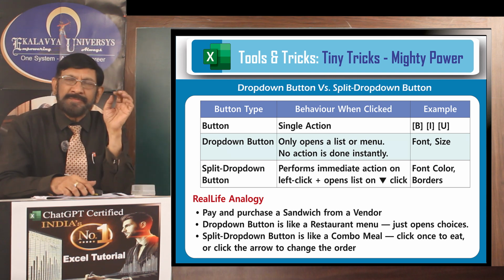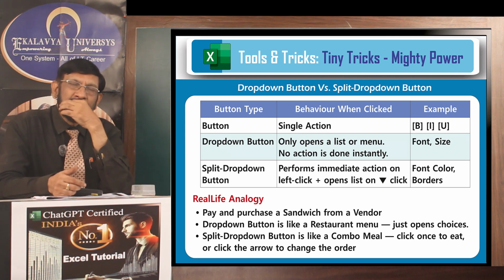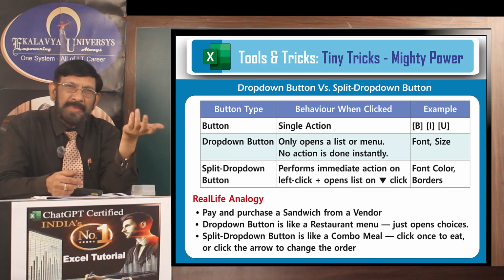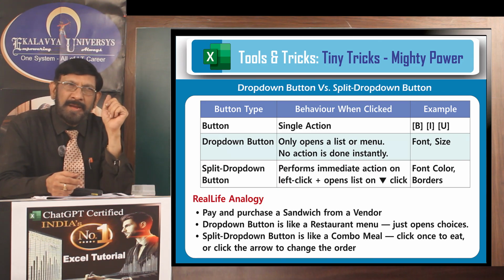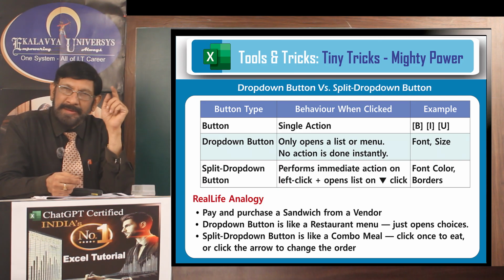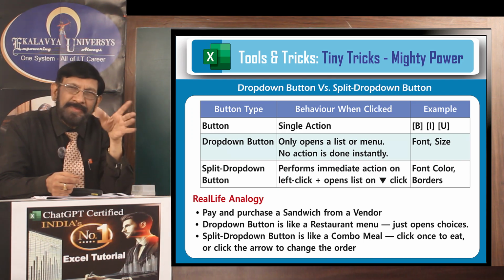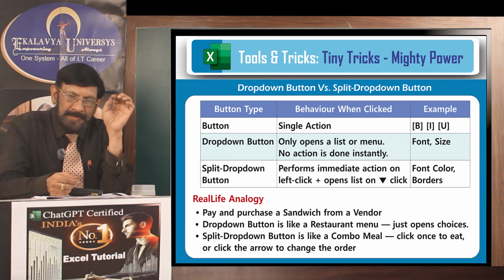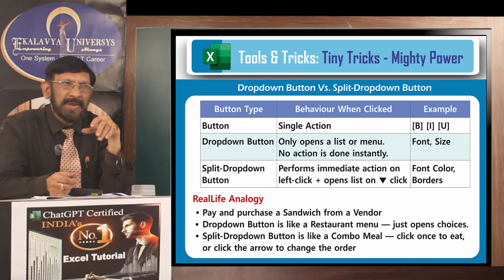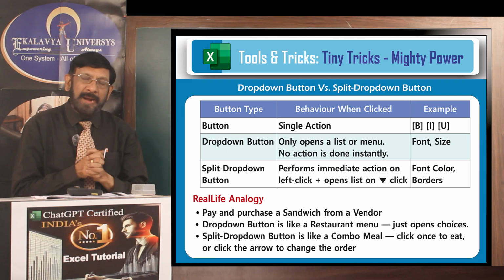Button, it performs a single command. Suppose you want to convert text into bold, B, you press, that is called a dark bold also, italic or underline. Just you press it, and that is called button. One button is pressed and one action is performed. Second one is drop down button.